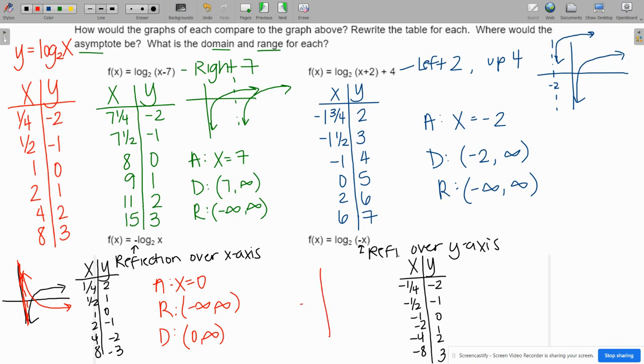But in this case over here, if this was your original log base 2 of x, if you reflect over the y-axis, it's going this way. Now, that's not going to impact your asymptote. It's still going to be x equals 0, but that is going to impact your domain. Instead of it going from 0 to infinity, it's now going to go from -infinity to 0. And then your range will still be all real numbers.